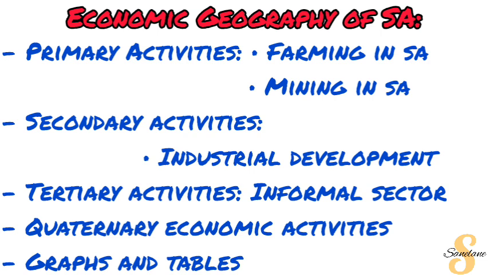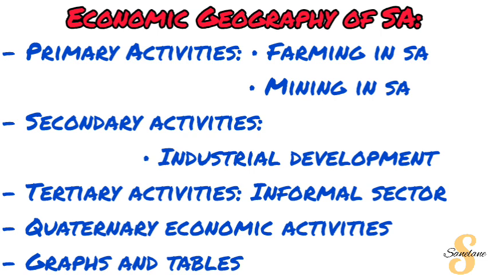So when you think of primary activities, you already know that we have a lot more that goes into the primary activities, like deforestation as well as fishing, for example. But those are not very common in South Africa. We are not known for fishing, but we are known for farming as well as mining in South Africa. So those are the primary activities that you are going to focus on.